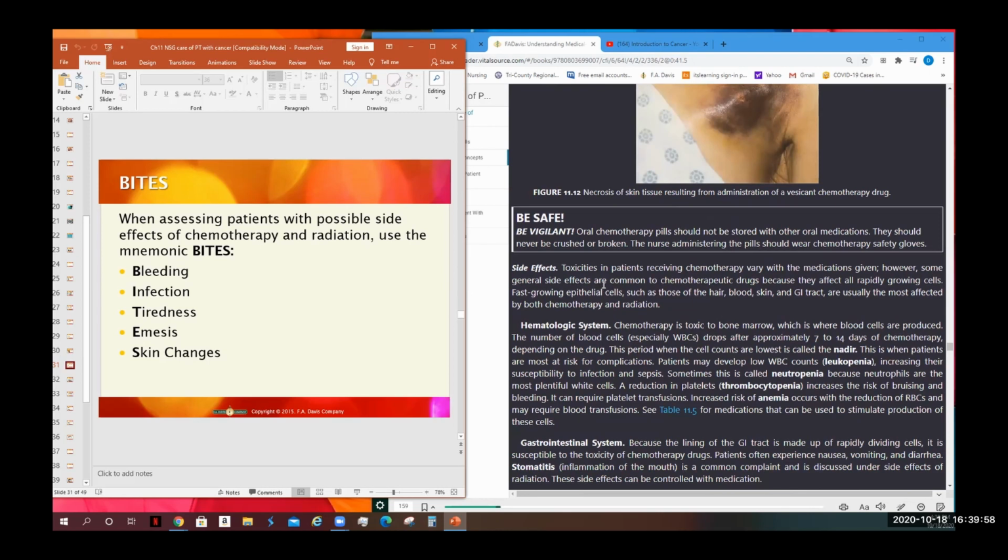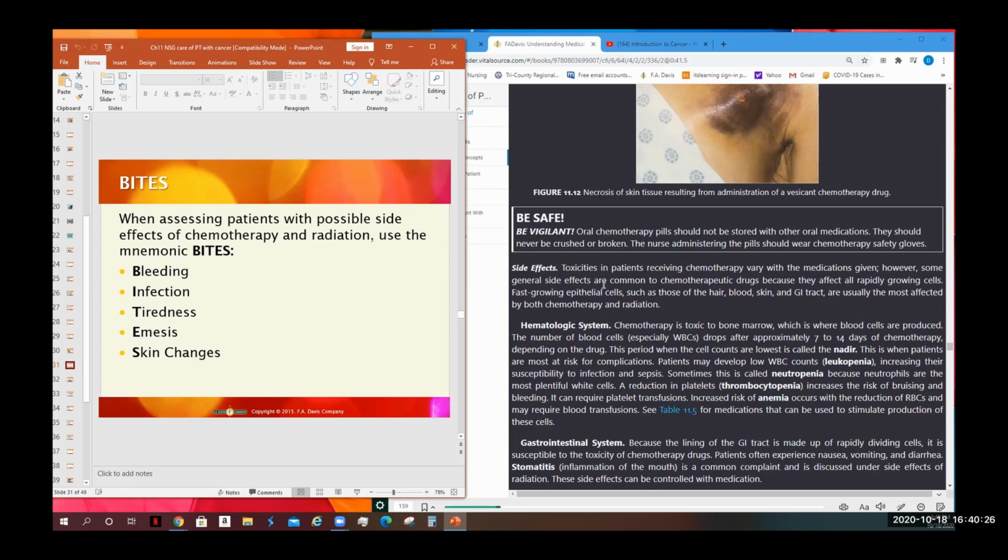However, some general side effects are common to chemotherapeutic drugs because they all affect rapidly growing cells. Fast-growing epithelial cells, such as those of hair, blood, skin, and GI tract, are usually the most affected by both chemotherapy and radiation. Hematologic system.